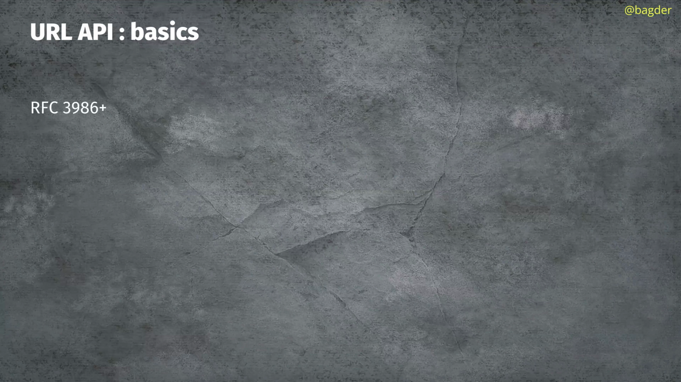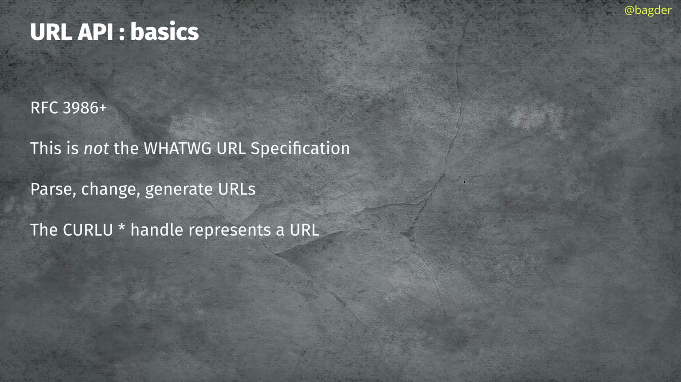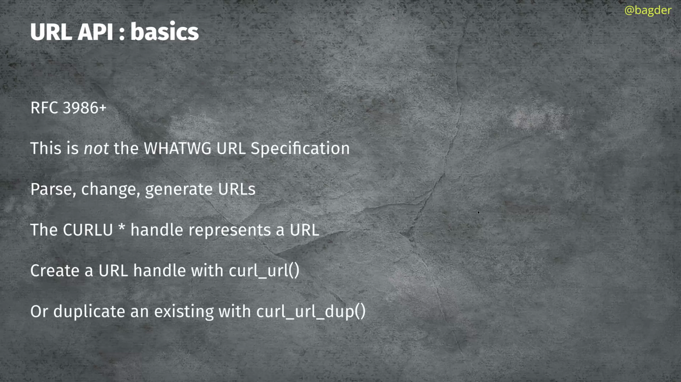I call them RFC 3986 Plus because it's based on the 3986 spec, but somewhat extended because the URL specification is, I mean, there's no one that really works for everyone. So it's a bit of an unfortunate situation, but I'm not going to talk about that today. You can parse, change, and generate URLs with this. It's similar in that you're working with a handle that represents, in this case, not a transfer, but a URL. So you create one of these handles with curl URL, and you can also duplicate it.